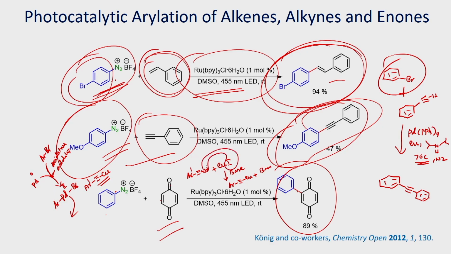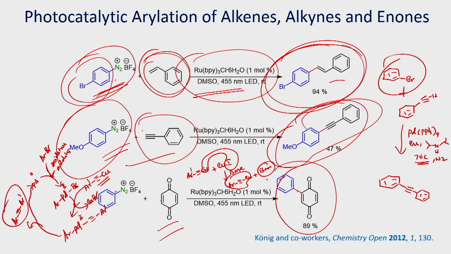The hydrogen iodide, whatever you generate, will be trapped by base. You will have this one. This can undergo now transmetallation. So this can give the product by reductive elimination to complete the catalytic cycle.